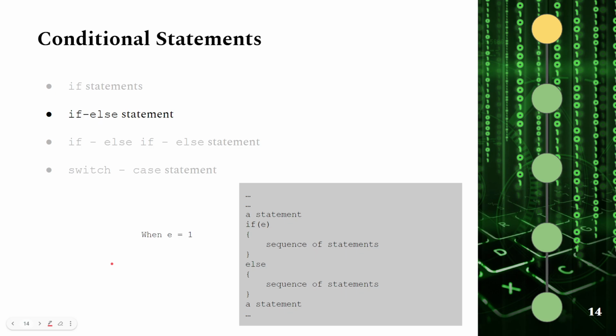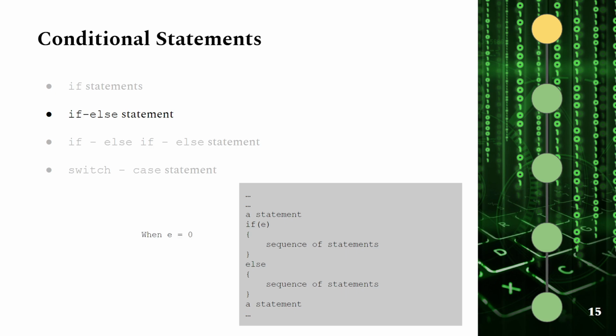How does it work? Let's start with when E equals 1. When E equals 1, we start off with a statement, then we check the expression, which is true. Hence the sequence of statements within the if block, within the body of the if part, is executed, and once it is done, we do not even look at the else part, we directly go below the else and start with the remaining part of the code. This is when E equals 1.